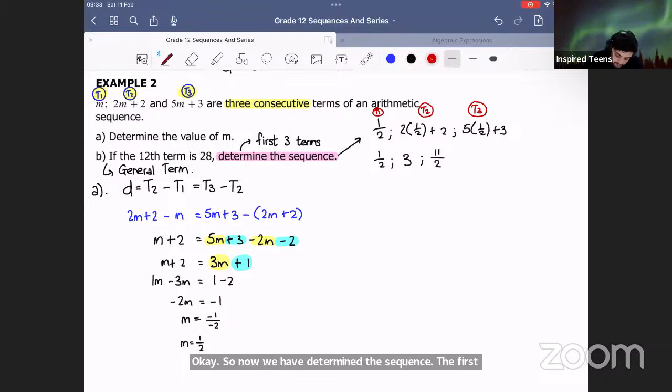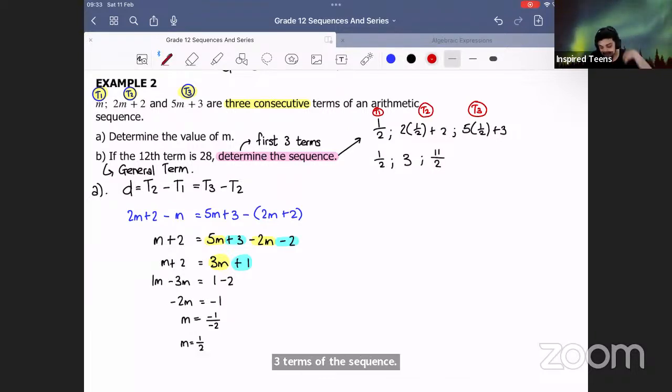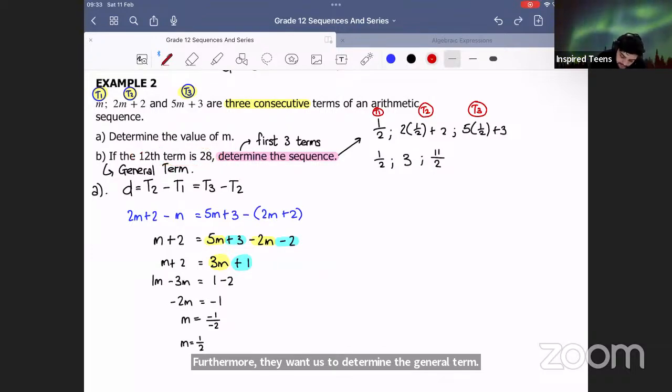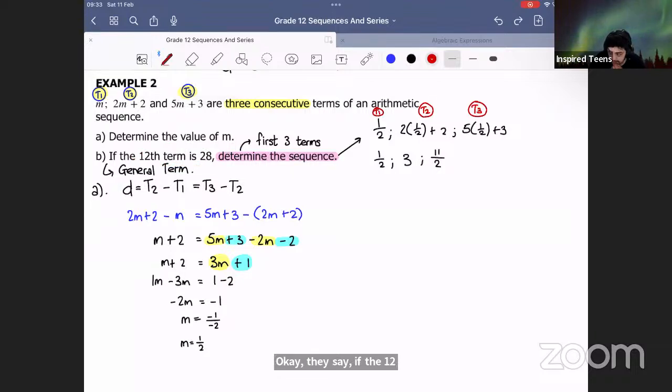Furthermore, they want us to determine the general term. They say if the 12th term is 28, again, we don't really need to use that. Okay, it's fine. Let's not use that.